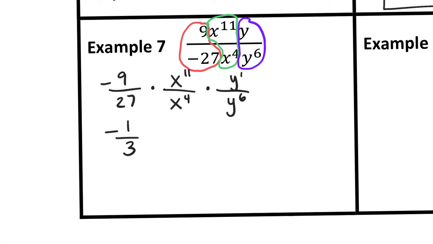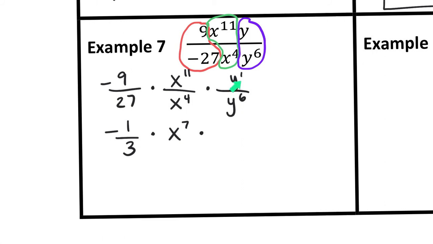Okay, then here we have the quotient rule, but are we going to have more x's on the top or more on the bottom? If I have 11 x's on top and 4 on the bottom, I'm going to cancel 4 of them. So what's 11 minus 4? It's like 11 minus 4. That's going to change to 7.